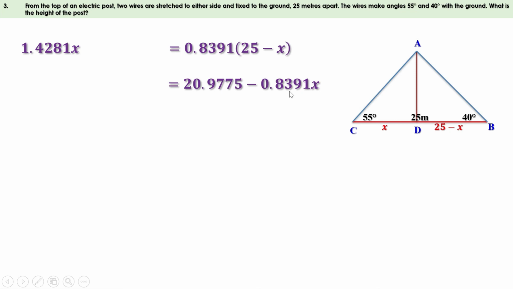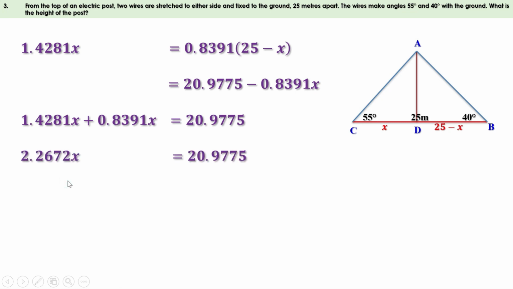Let us take the term containing x on the other side. Then we can write 1.4281x plus 0.8391x equal to 20.9775. Adding these two, we get 2.2672x. So we can write this as 2.2672x equal to 20.9775. Therefore, x equal to 20.9775 divided by 2.2672. Dividing, we get 9.25260233, etc. We can approximately take it as 9.25.